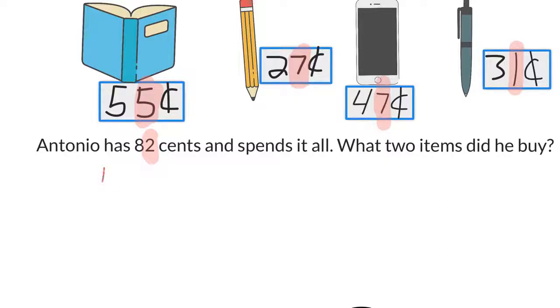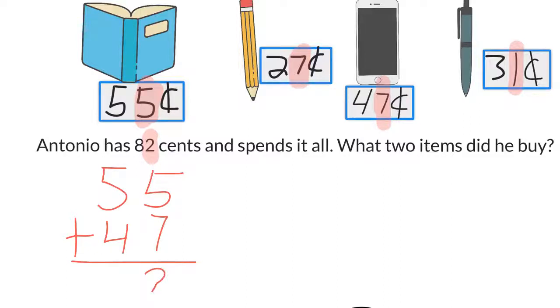So 55 for the book plus 47 for the iPhone. The 5 plus the 7 gives me 12, so that's where we get the 2 in the ones place. But it also creates a regrouping situation. 1 plus 5 is 6, plus 4 more gives me a 10. So that would equal 102 cents, which does not match my 82 cents.